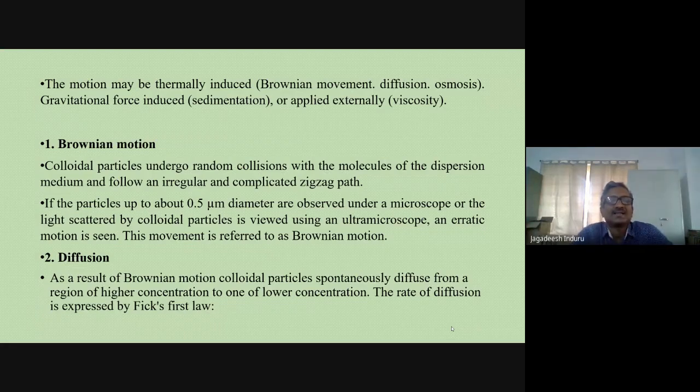If particles up to about 5.5 micron diameter are observed under the microscope, the light scattered by the colloidal particle is viewed in the ultramicroscope, which we have already mentioned, so that we can observe the erratic movement of the particles under Brownian motion. This movement is present when the particle size is lesser than 5 micrometers.